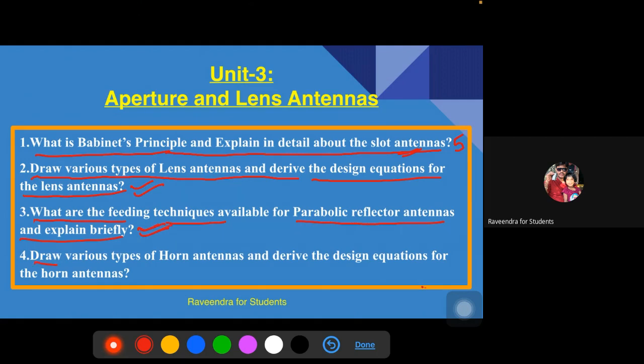And last one, draw various types of horn antennas and derive the design equations for the horn antennas, similar to lens antennas. Okay, here you have to draw all the structures of horn antennas and you have to get the design equation.